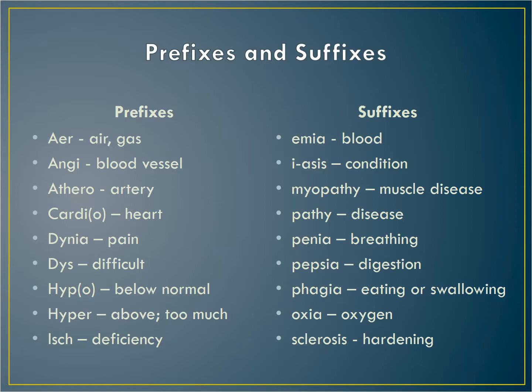Let's see here, cardio, heart. Hypo means below normal, hyper means above or too much, and then emia, blood, myopathy, muscle disease. So you should be pretty familiar with these already.